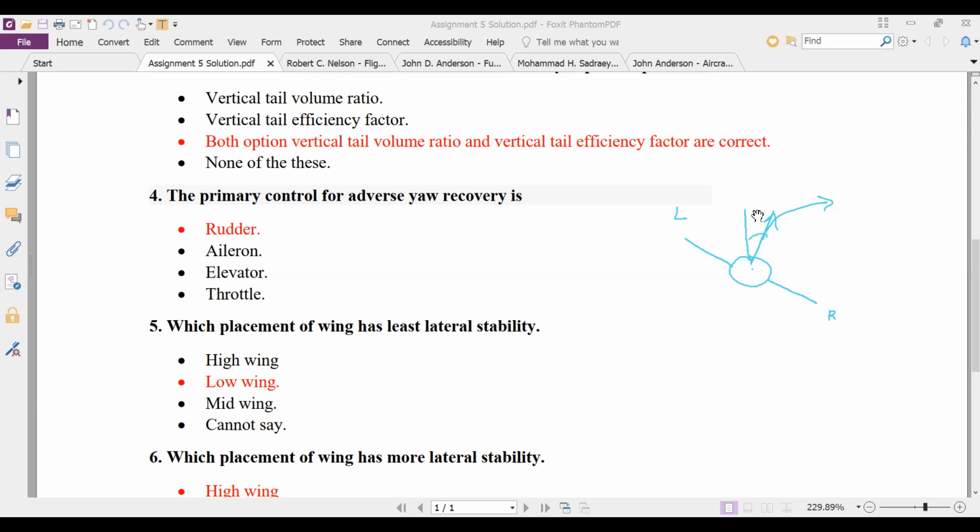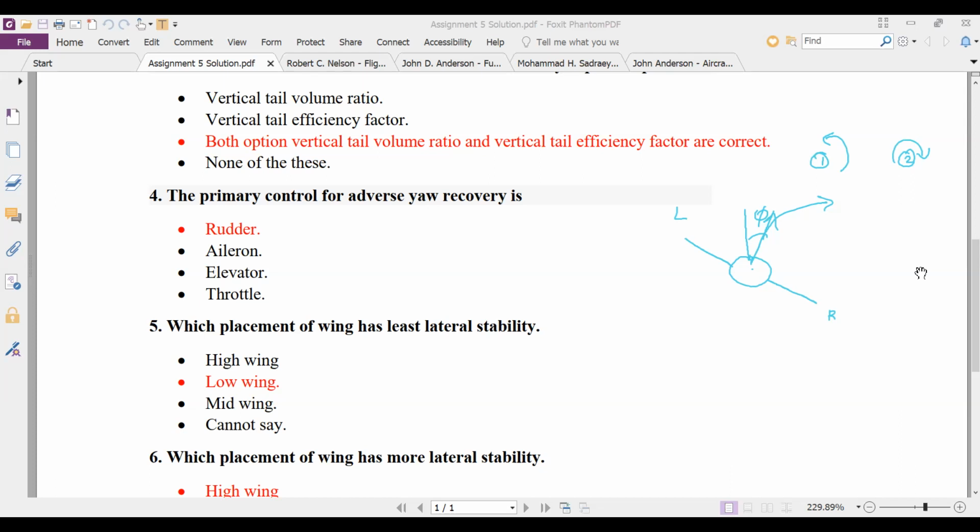And this is the roll angle phi. Now tell me, whenever adverse yaw happens, which way will the aircraft try to turn? Your options are 1 and 2. Which way will the aircraft turn when adverse yaw happens? Not in a normal case, but during adverse yaw.